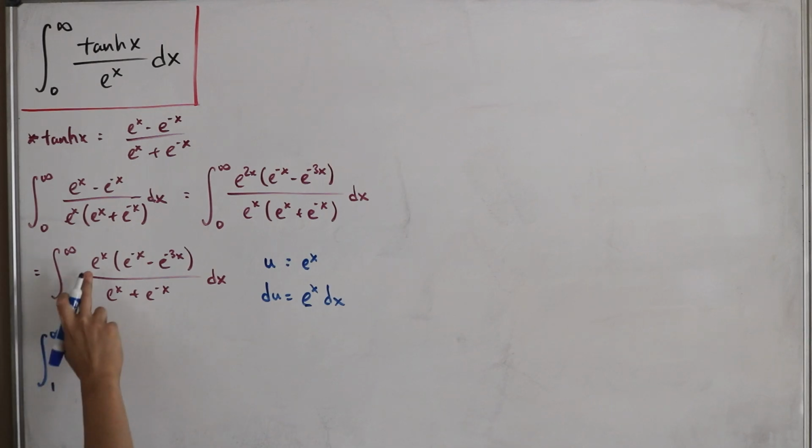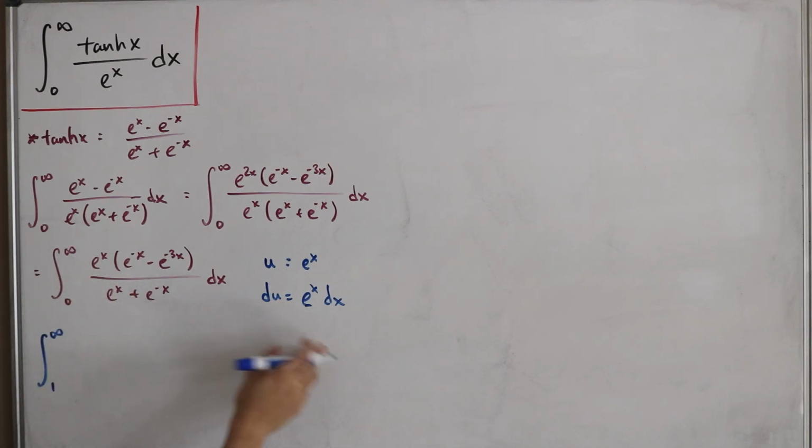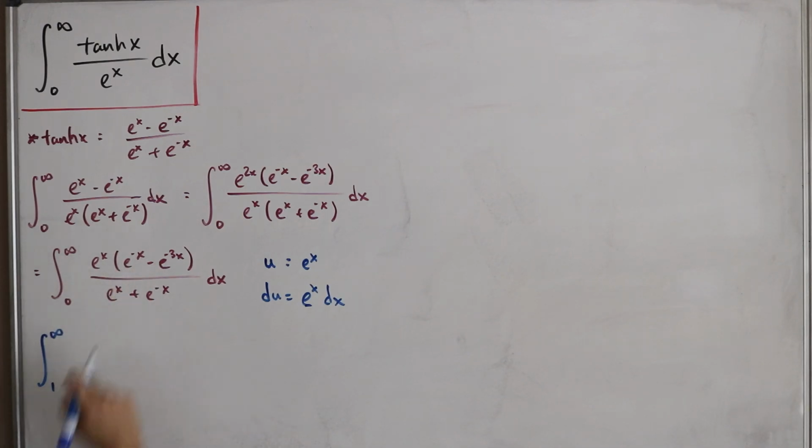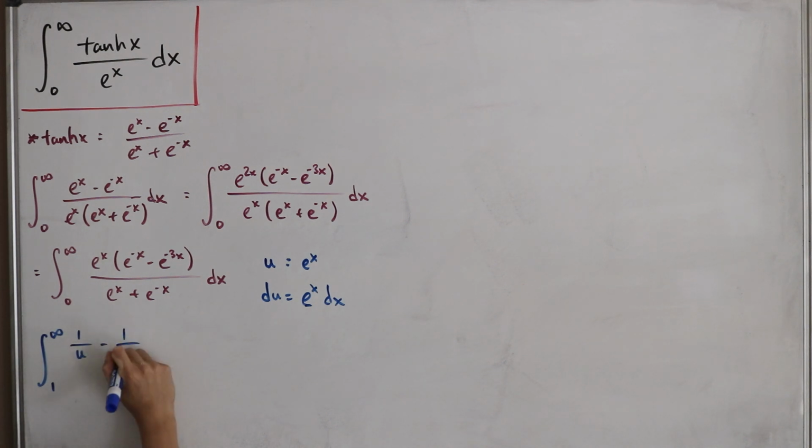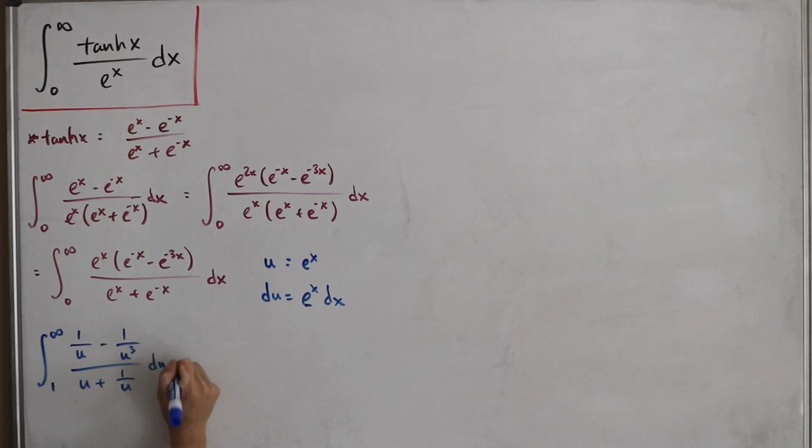Now to substitute, e to the x dx just gets rid of itself, so that'll simply be du. Then we plug in u for everything. That means I have 1 divided by u, since e to the negative x is the same thing as u to the negative 1. So now 1 divided by u, then minus 1 divided by u cubed. Our denominator is going to be u plus 1 divided by u, and then du.